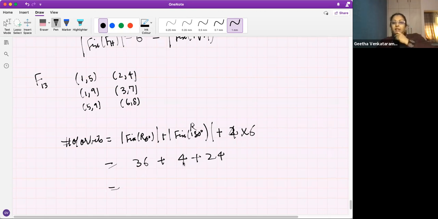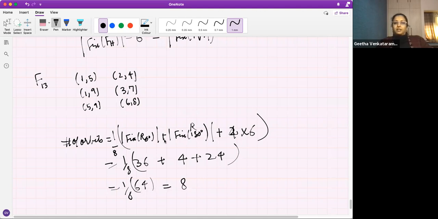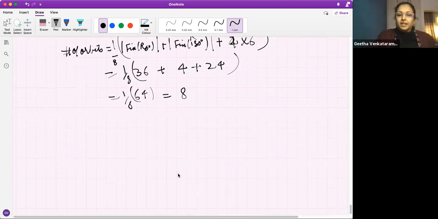So the total is 36 and 4, 40, and 24 more, 64. Yeah, it's 64. Okay, I have to divide it by 8. 8 is the answer. So basically out of these 36 plastic cards I could punch, only 8 are distinguishable. Okay, so that's what this result says.